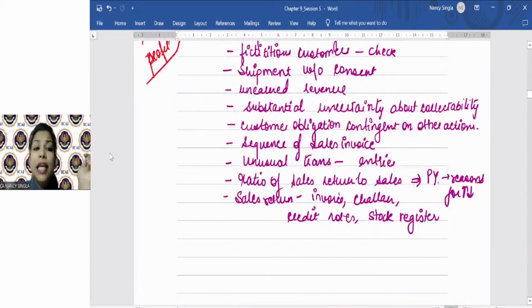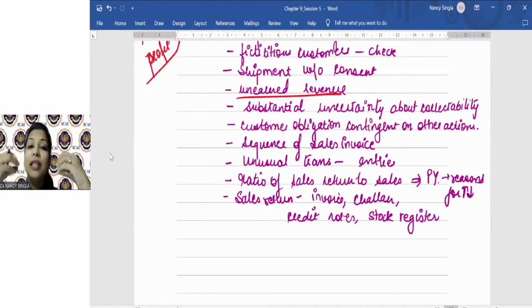Now there may be certain unearned revenue, like if some payment is received in advance, if the sales are made on sales on approval basis, unearned revenue, the revenue that is still not earned. So auditor will verify that unearned revenue should not have been recognized in the books of account, right?